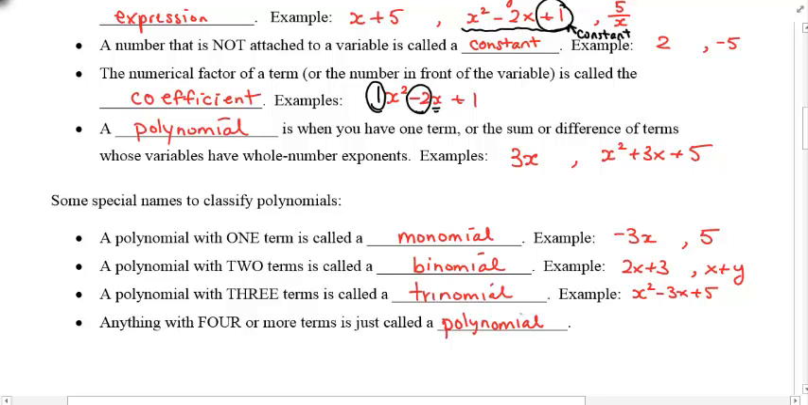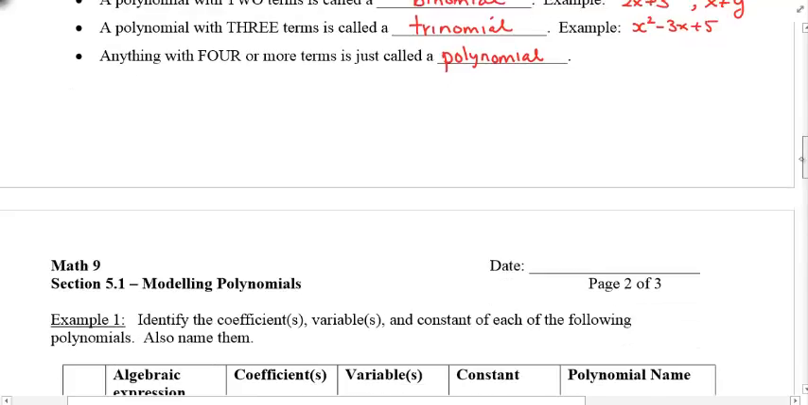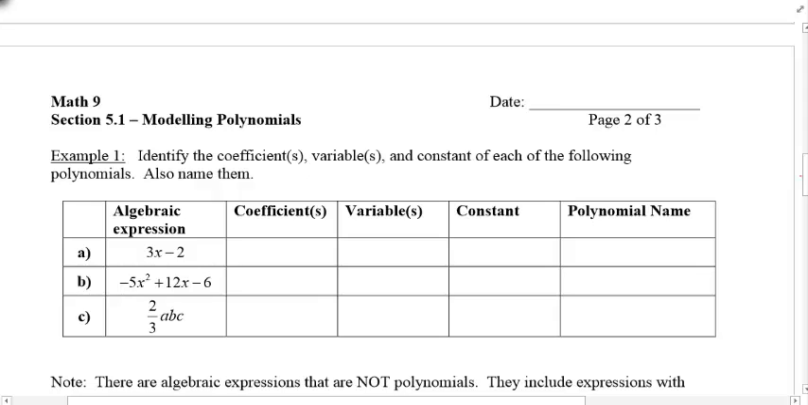Okay? So, I'm going to ask you to turn the page, and I'm going to ask you to try example number 1 now. And really, I just want you to identify all of these things: the coefficient, the variable, the constant, and name the polynomial. Okay, so I'll do the first one with you.